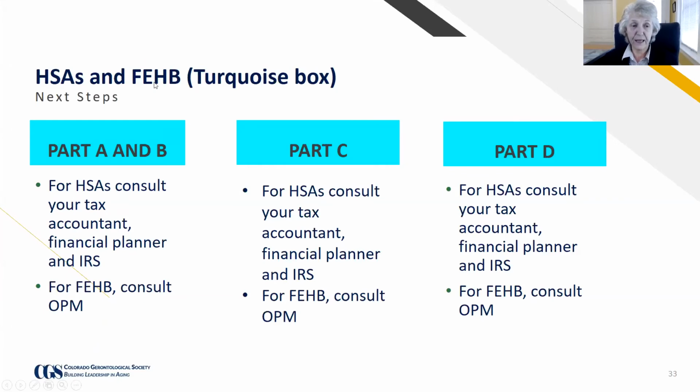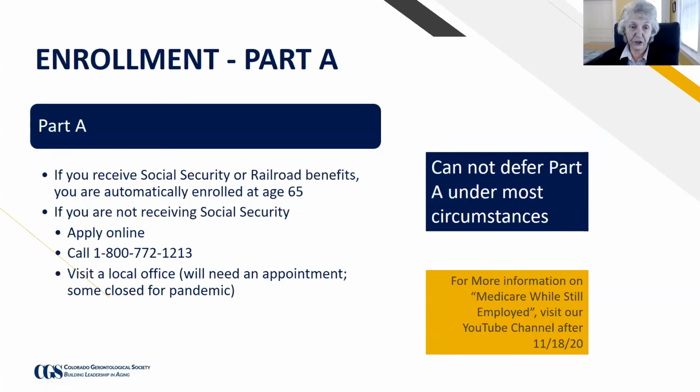If you have an HSA or you're a federal employee or retiree, you will be in the turquoise boxes. If you're in an HSA, consult your tax accountant, your financial planner, and the IRS for A, B, C, and D coverage so that you can coordinate the different parts of Medicare with your tax situation. If you are a federal retiree, consult the Office of Personnel Management for your A, B, C, D coverage because of the variation.